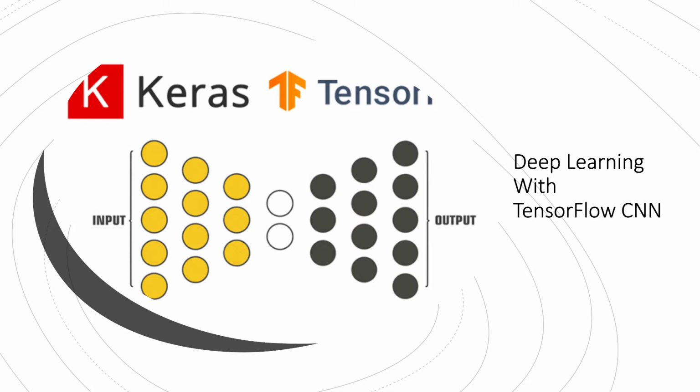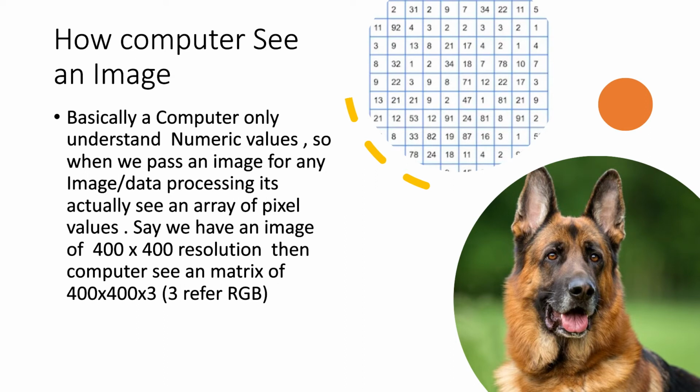So the CNN, a deep learning model, is actually a deep neural network in which convolutional filters pass along an input matrix. Basically, whenever we pass an image to a computer system, it reads that image as a matrix. Say you are passing a 400 by 400 resolution image, the system generates a 400 cross 400 into 3 matrix. That 3 refers to RGB color.